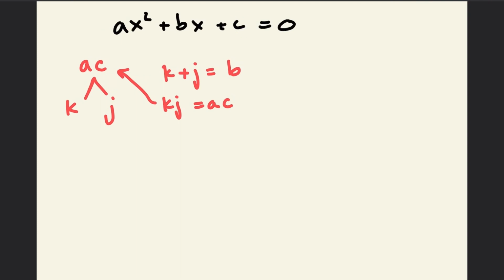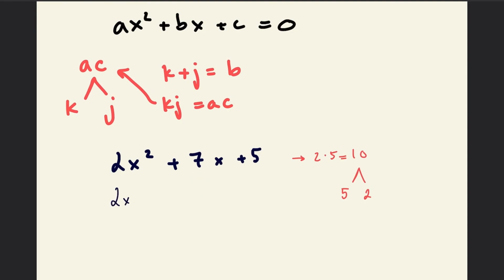So let's put this into actual practice. Let's say we have 2x squared plus 7x plus 5. So what's 5 times 2? 5 times 2 is just going to equal 10. So you have to find values that will multiply to give 10 but add to give 7. That's pretty easy, 5 and 2, right? We literally just looked at this. So we're going to break this up into 5 and 2. We're going to say 2x squared plus 2x plus 5x plus 5.